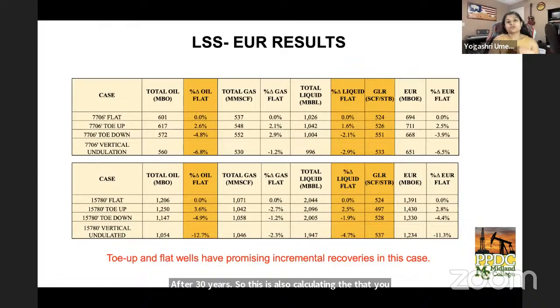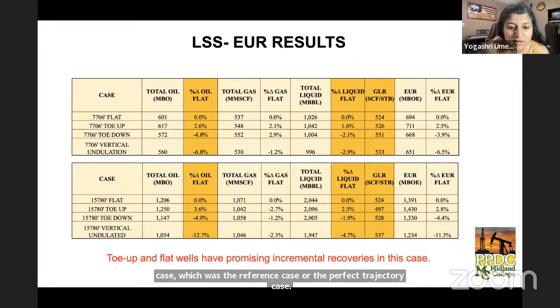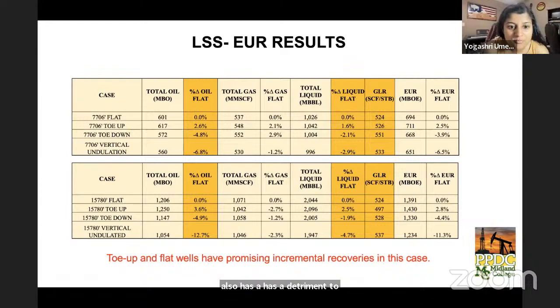Now, these are the EUR results for the Lower Sprayberry, in that you'll notice that toe-up and flat wells have promising incremental recoveries in this case. You'll notice that the percent differences are the ones that you want to pay attention to compared to the flat case, which was the reference case or the perfect trajectory case. And you'll notice that the toe-down case has a detriment to production compared to toe-up.